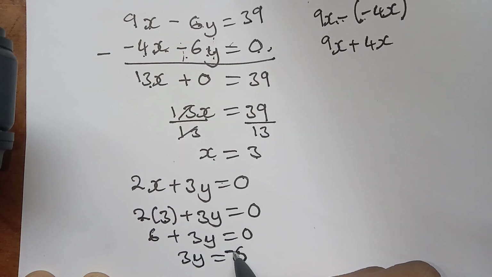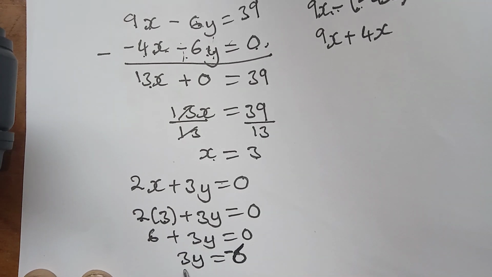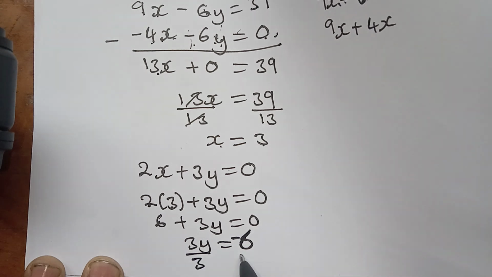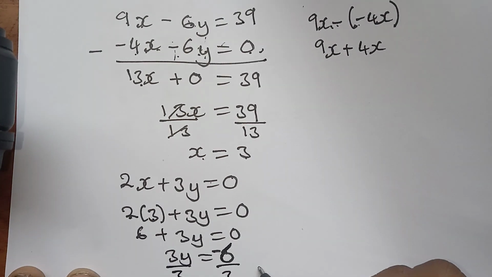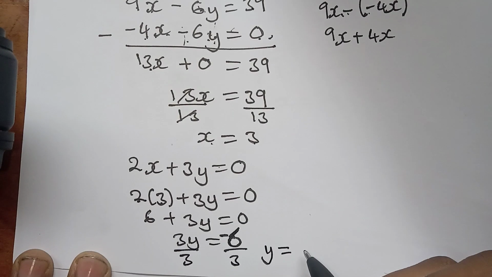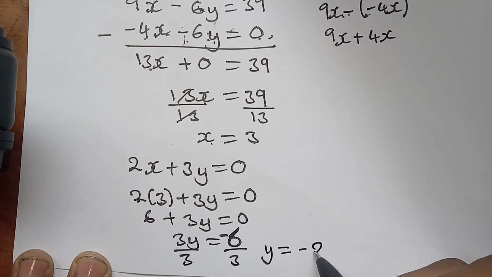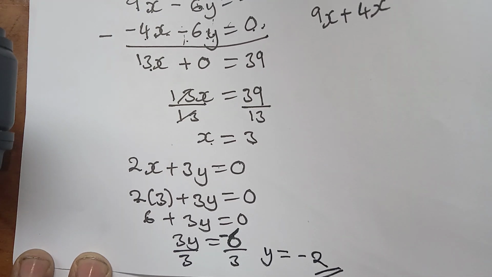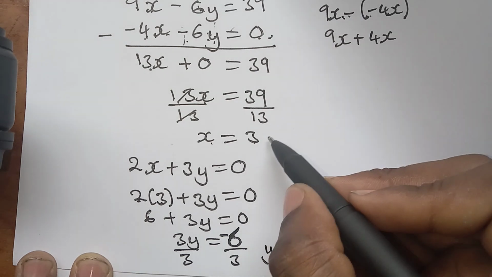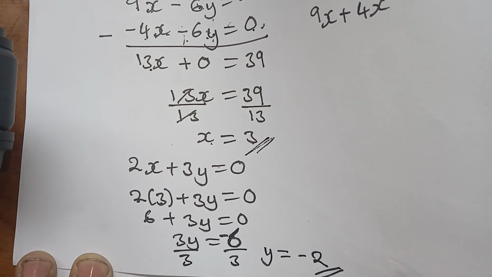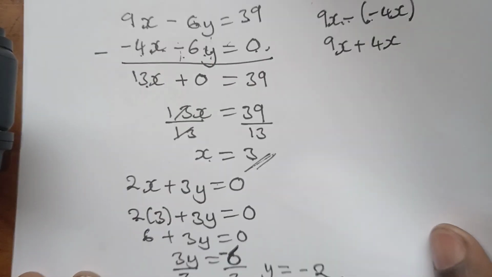You can take this one to the other side so that you have 3y is equal to -6. So now we have a -6 here. You can just divide both sides by 3 to get y is equal to negative 2. And that's your y value. This is your x value, and this solves the simultaneous equation.